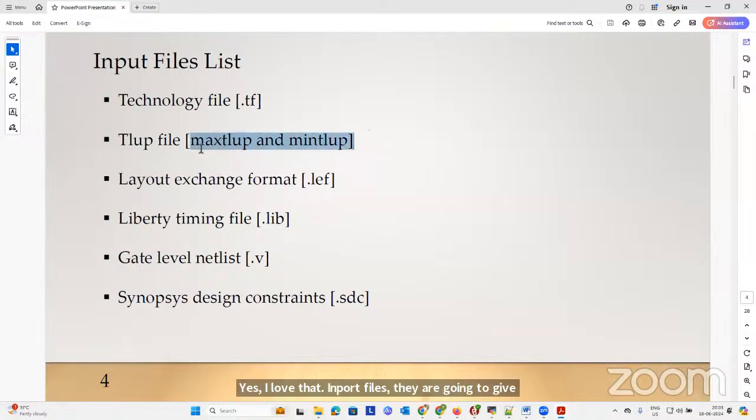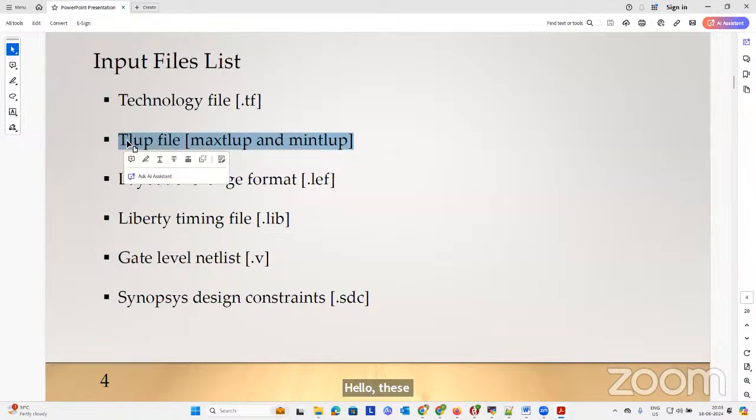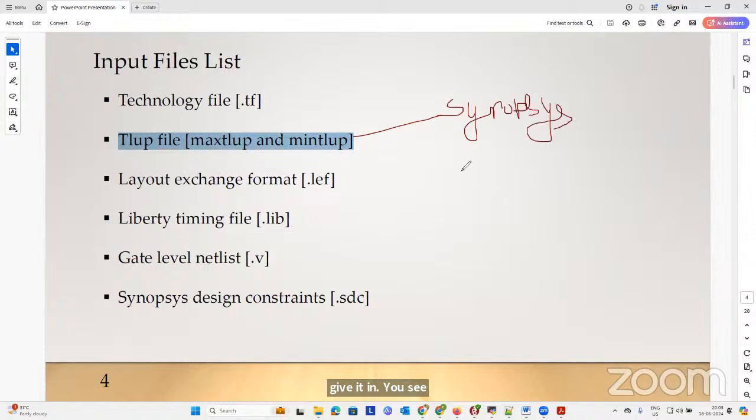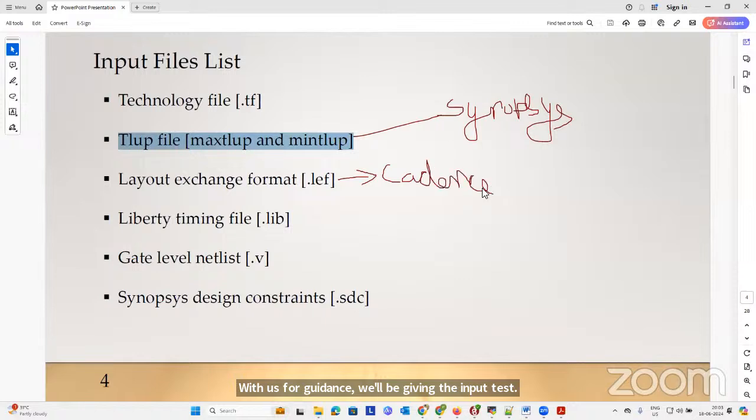So these TLUP files, table lookup files, we are going to give in Synopsys. Whereas for Cadence, we will be giving the input as .lef files, layout exchange format or library exchange format. The technology file is the .tf file, which has the technology information like 90 nanometer, 45 nanometer, 10 nanometer, 5 nanometer, 7 nanometer.